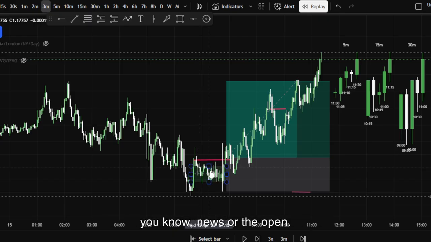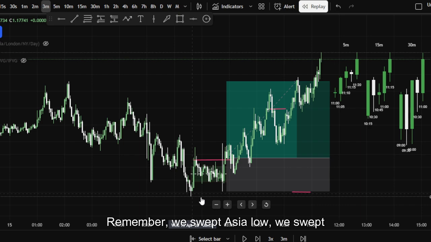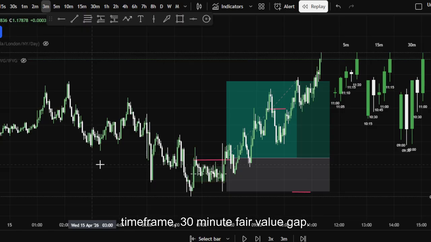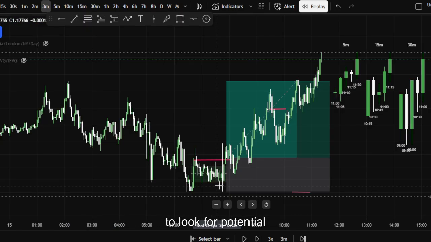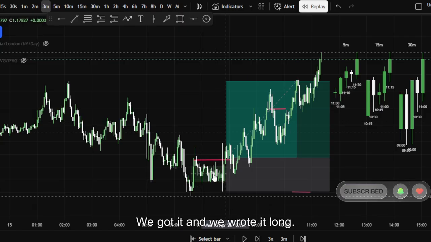We're waiting for news or the open. But once you're in there, we just had 2 perfect trades set up, simply using higher time frame sweeps, ensuring that it was aligning with the context and that the sweeps were happening in relevant points like they were down here. Remember, we swept Asia low, we swept London low, we were dipping down into that higher time frame 30-minute fair value gap. Those are all places in which you can start to look for potential changes in the state of delivery. We got it and we rode it long.